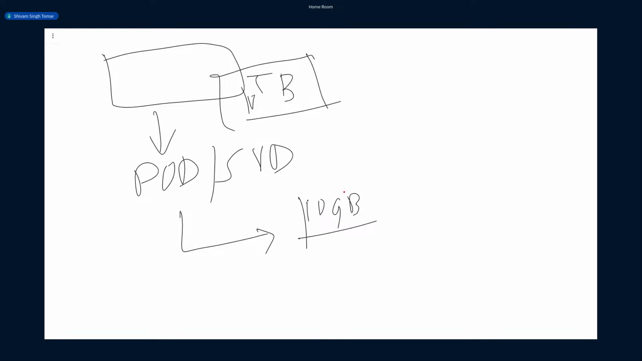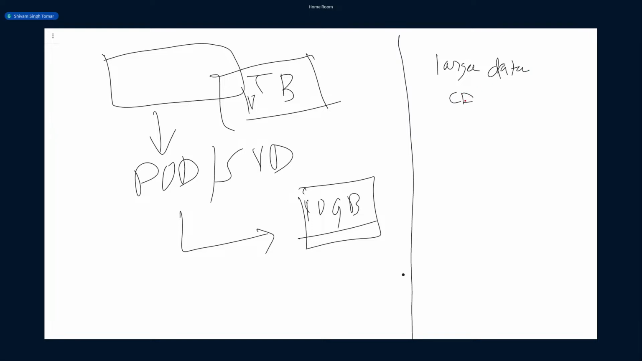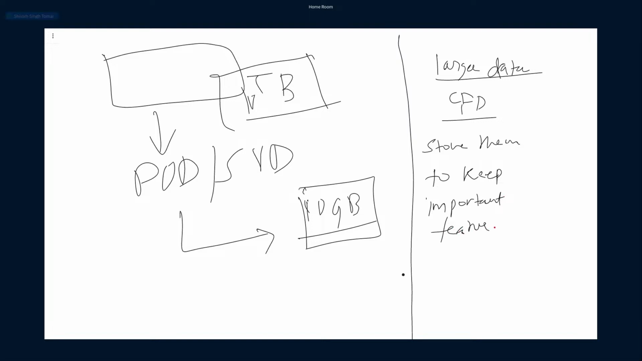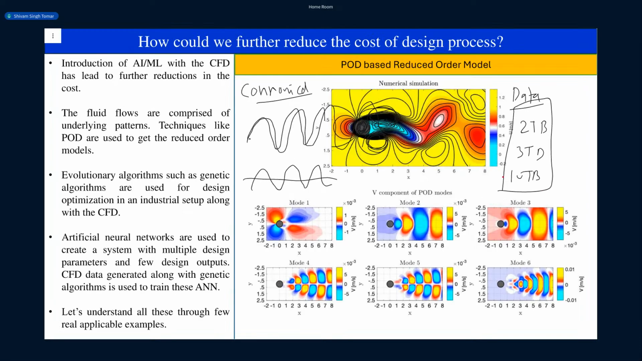Now why this is important in today's day and age is because I told you large data sets are being made even from simulations, like a CFD simulation you guys do. It will make a large data set, but to store them, or to keep only important features from those data sets, is important. Now what are these important features? These are waves in the sense of fluid flow.